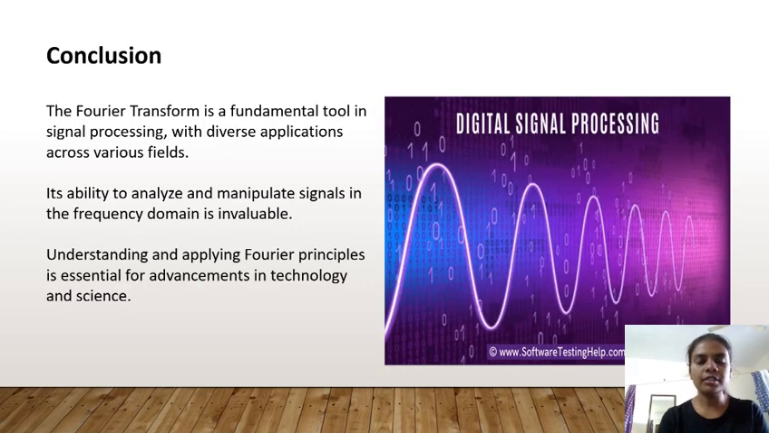Conclusion. The Fourier transform is a fundamental tool in signal processing. Its ability to analyze and manipulate signals in the frequency domain is invaluable. Understanding and applying Fourier principles is essential for advancement in technology and science.